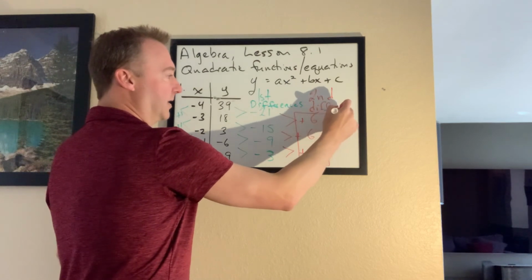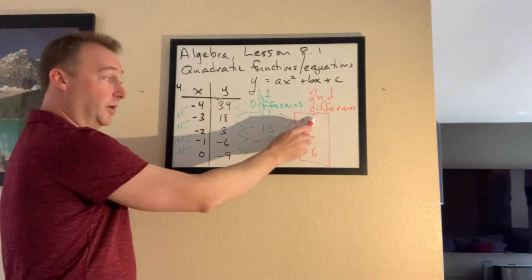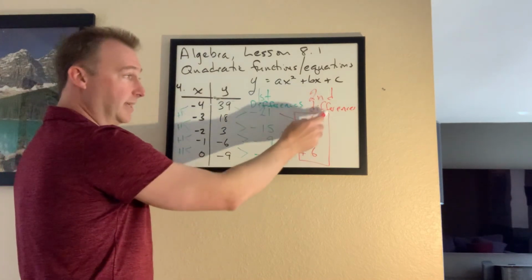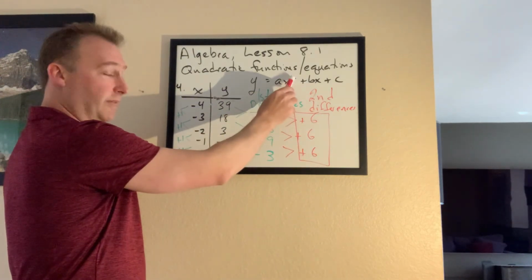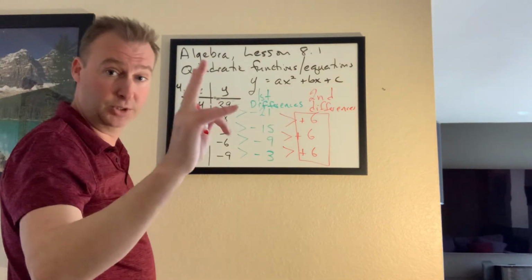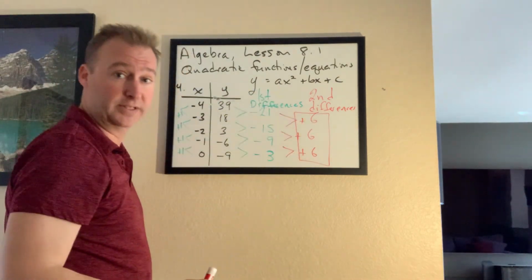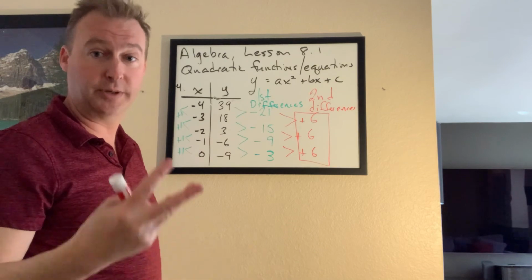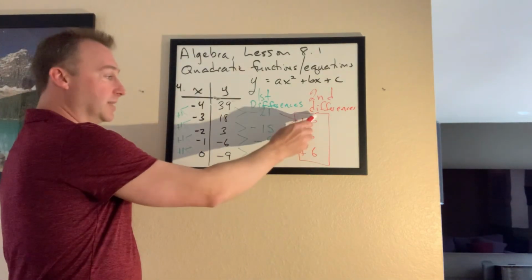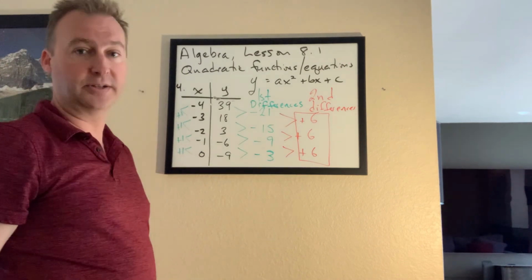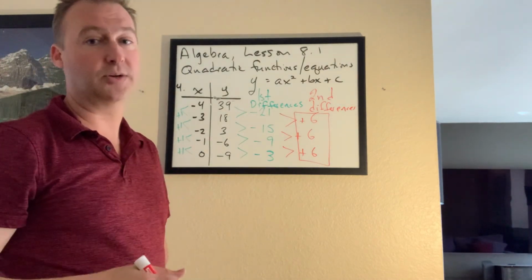Because the second differences are constant, and it's no coincidence, by the way, that we have a quadratic function, degree 2. We're looking at second differences. For a cubic function, degree 3, you'd be looking at third differences, and so on. Because the second differences are constant, the answer to this question is yes, it's a quadratic function.